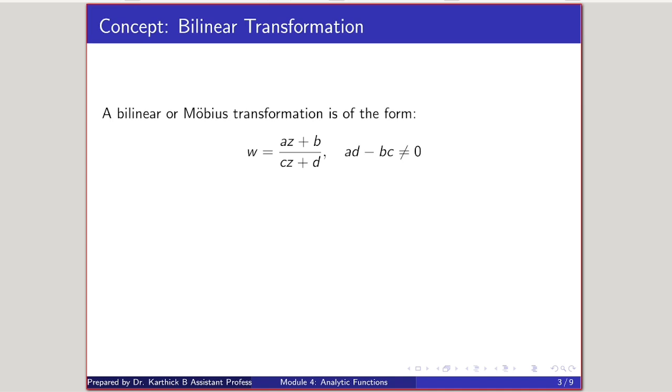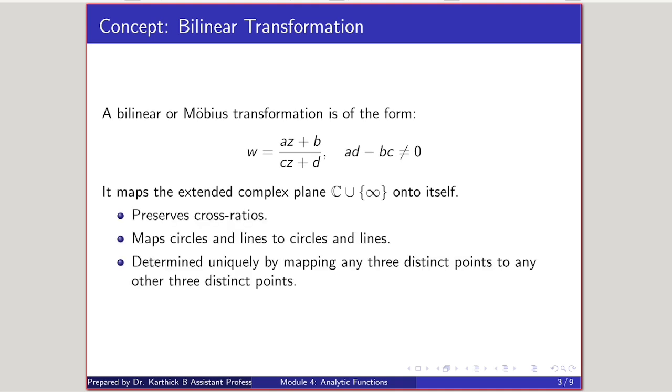We call it a bilinear transformation or Mobius transformation. It will be in the form of w equals (az plus b) by (cz plus d), of course with the condition ad minus bc not equal to 0. This we call the Mobius transformation, and it maps the extended complex plane, the complex numbers union infinity, onto itself. It preserves cross ratios and maps circles and lines to circles and lines, determined uniquely by mapping three distinct points to any other three distinct points.